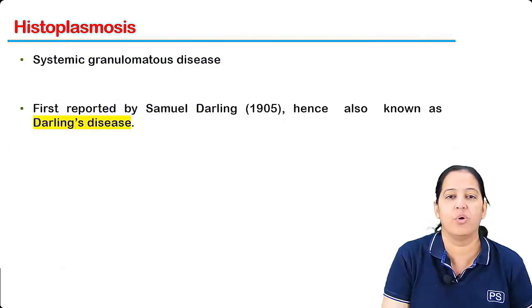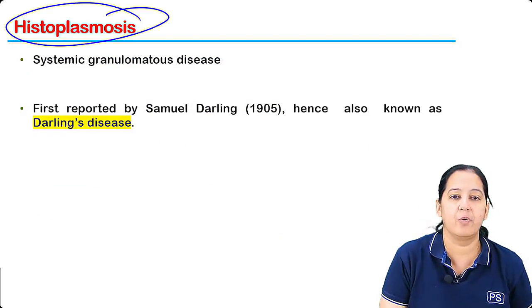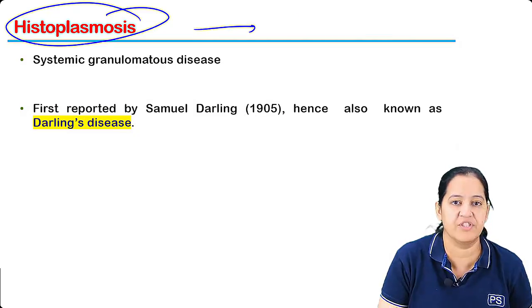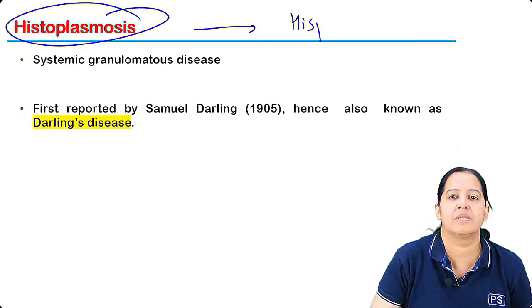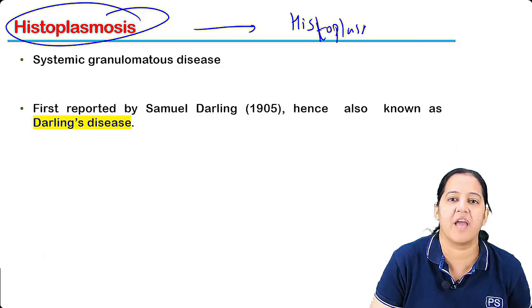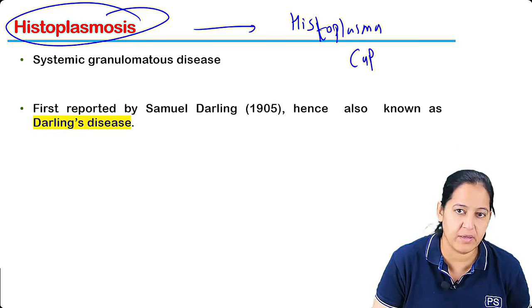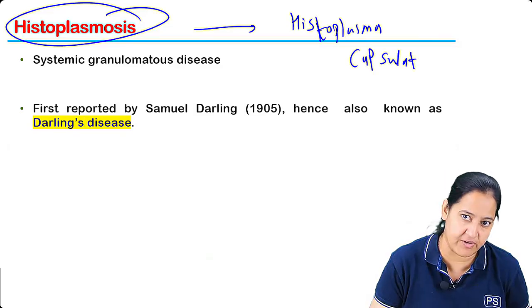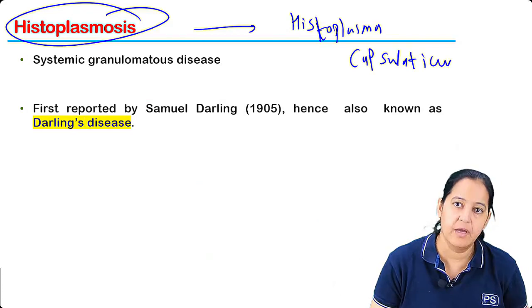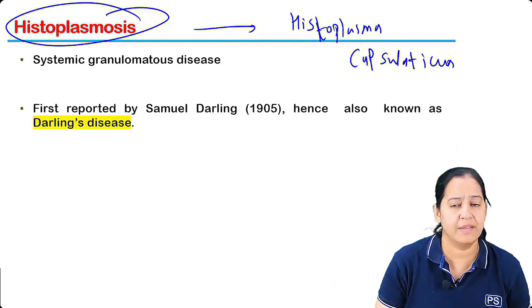Start with histo. Histoplasmosis. Who is the causative agent? What have I written as the causative agent? See, ma'am, Histoplasma capsulatum. Have I written this word? Capsulatum. In your notes, is it written? If it is not written, write it down. Capsulatum. This is the causative agent.